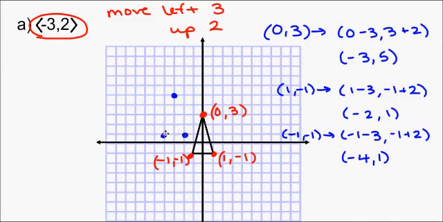Okay. And connect the dots. Oh, not that arrow. Just a straight line. Okay. And this would be our slide, our translation.